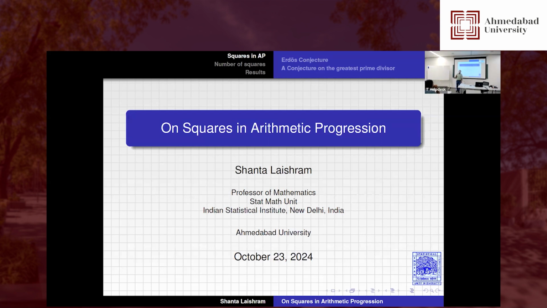Today I'm going to talk about some interesting problems in number theory. The problem looks very simple, very elementary, and of course it's easy to state. However, we can't say the same thing about the proofs or the results. Let me start with this work on squares in arithmetic progression.